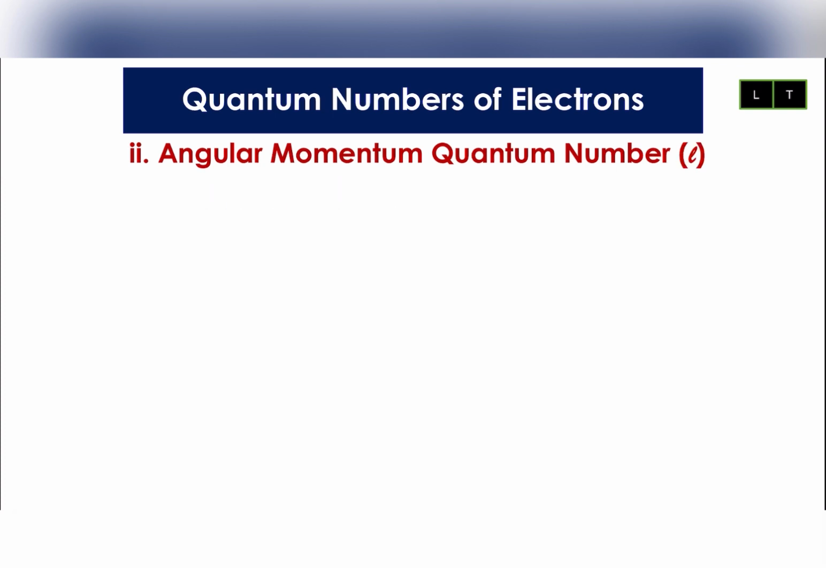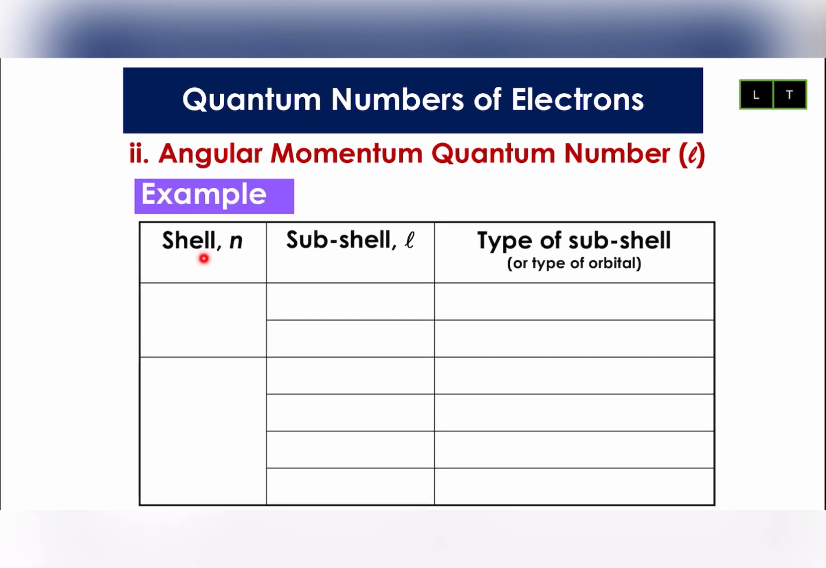Next, let's try one example. What I have here is my table. I want to determine based on the n value. The n value is the principal quantum number, where I can determine the orbit or shell of that atom. Next, we have a new term here, subshell. Subshell refers to the angular momentum quantum number, L. And the next part is the type of subshell. This is the type of orbital, but you have to be specific based on which shell.